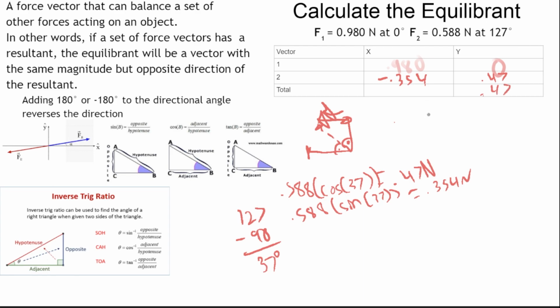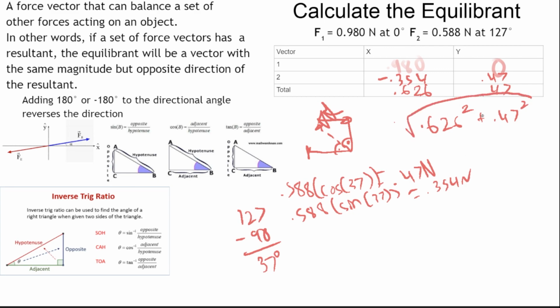And then 0.980 minus 0.354 is equal to 0.626, which is now that we have our components, we can find our hypotenuse of this. So 0.626 squared plus 0.47 squared, and that's going to be that.